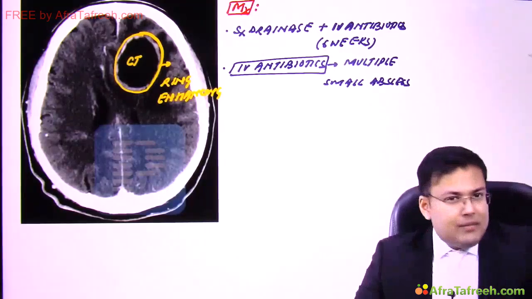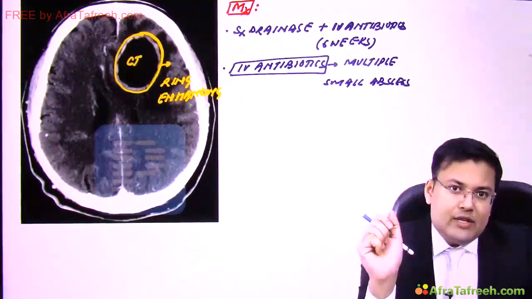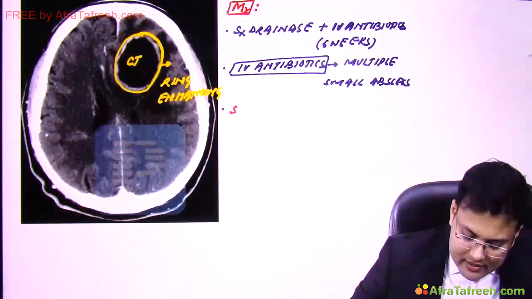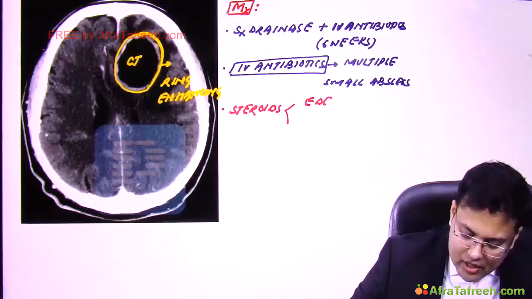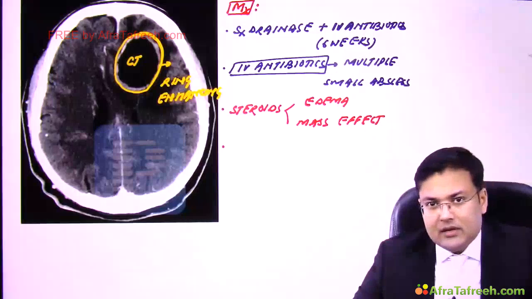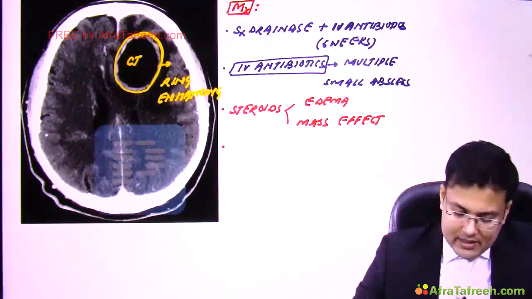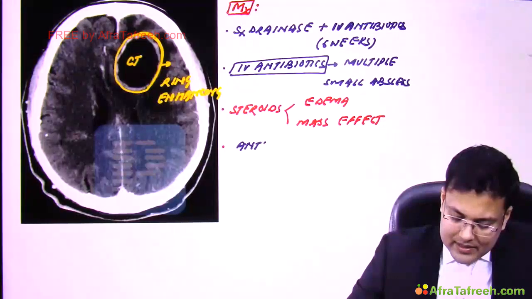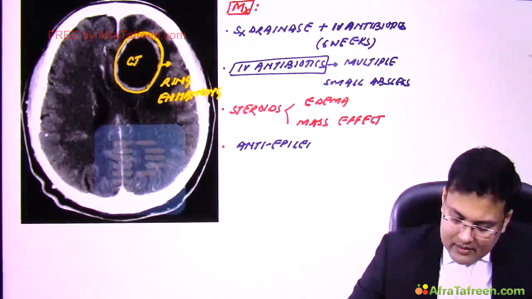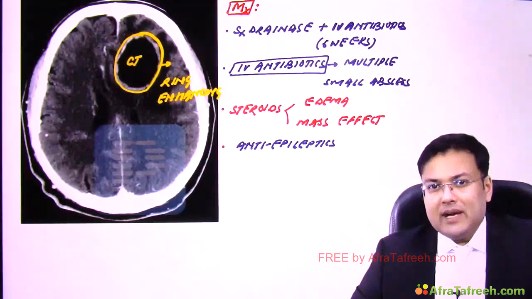Sometimes because of the abscess there is edema or mass effect. So in such patients we have to give steroids. So in which cases are steroids given? The patients who have edema or mass effect. And we discussed in clinical features that there is increased risk of seizures. So for the patients who are at increased risk to develop seizures, what do we have to give? Anti-epileptics. Why? Because there is increased risk of seizures. So this is how we manage the patients of brain abscess.